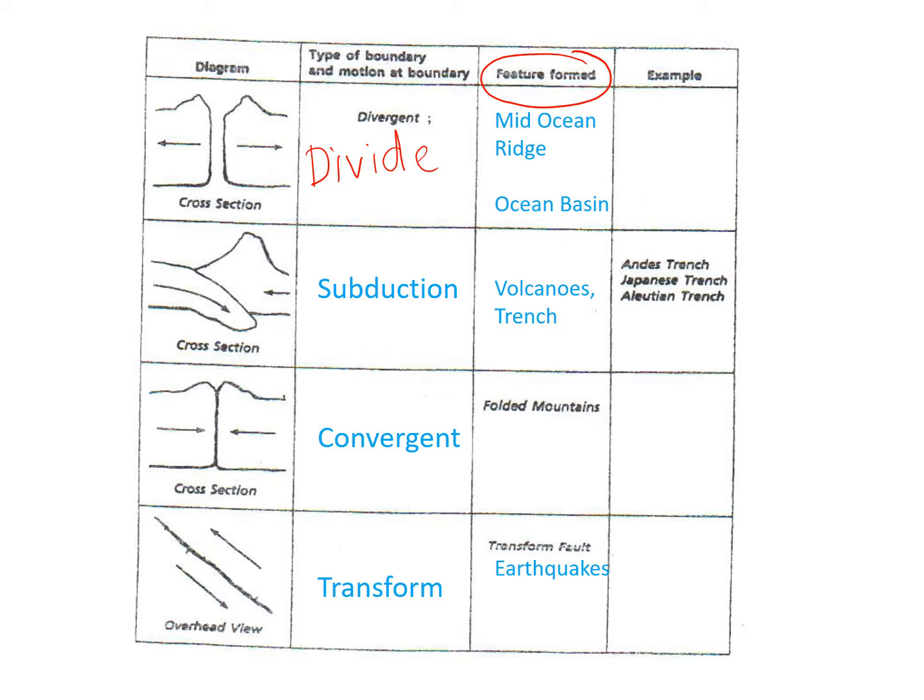It gets subducted, right? So that's going to create volcanoes and trenches, like the Andes Trench, the Japanese Trench, a bunch of trenches here. And then convergent, here they're showing you two continental plates converging, and they're going to make mountains like the Himalayas. That's your example. And then we have transform plates are going to be sliding past each other, and that's going to cause earthquakes like at the San Andreas Fault in California.